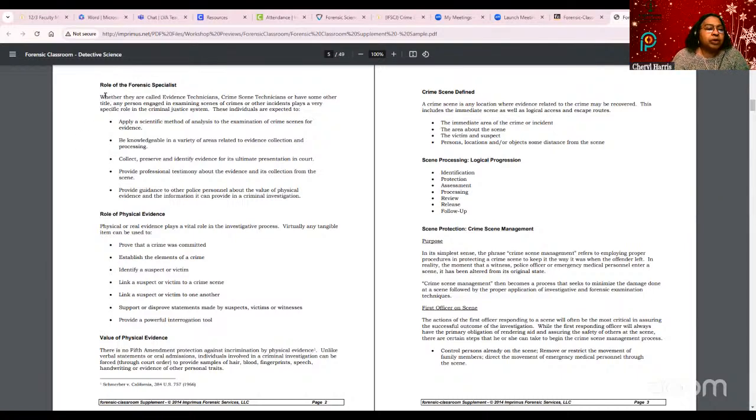So let's start with the role of the forensic specialist. You do need to know that. They are called evidence technicians, crime scene technicians, or they can have another title, and they are engaged in examining the scene of the crime or other incidents and play very specific roles in the criminal justice system. Like I said, the bottom line is we're collecting all this and we're trying to prove that whoever the criminal is, we have enough evidence to prove that they did it.